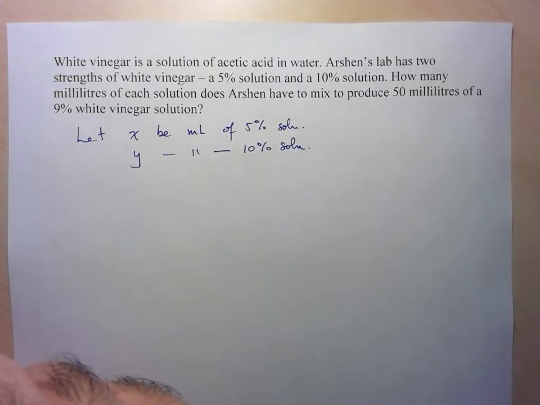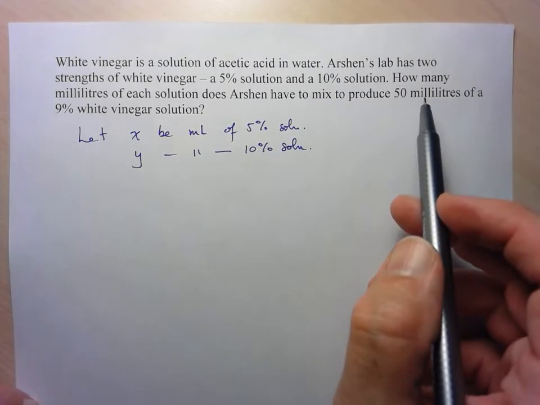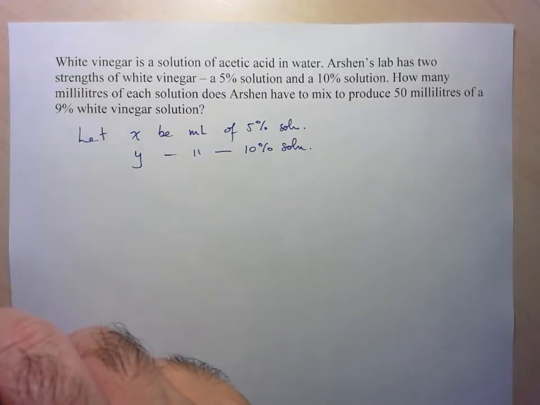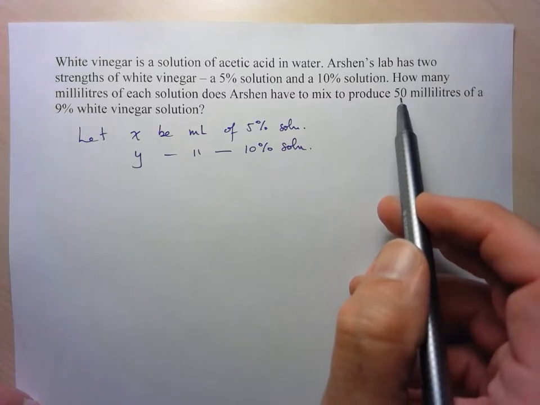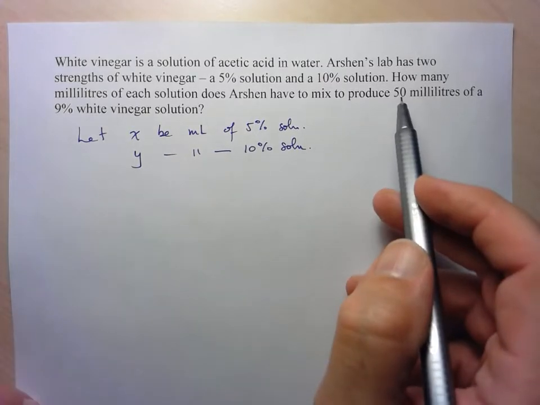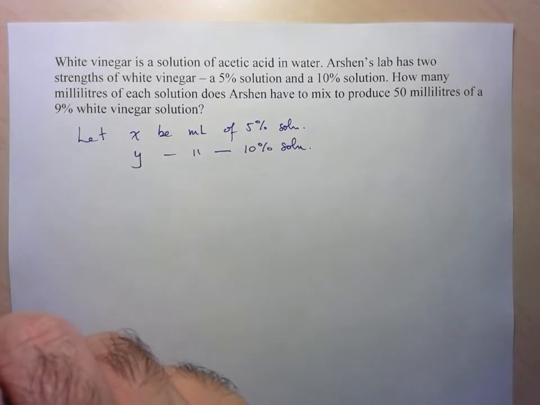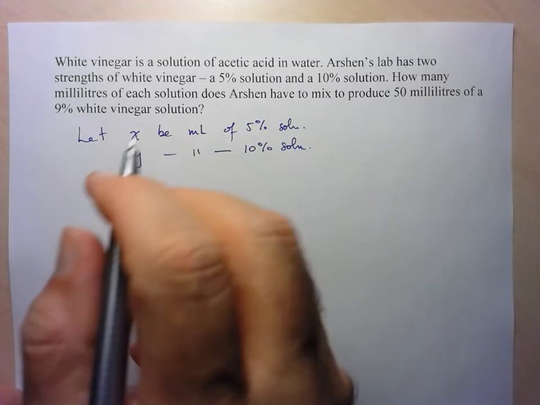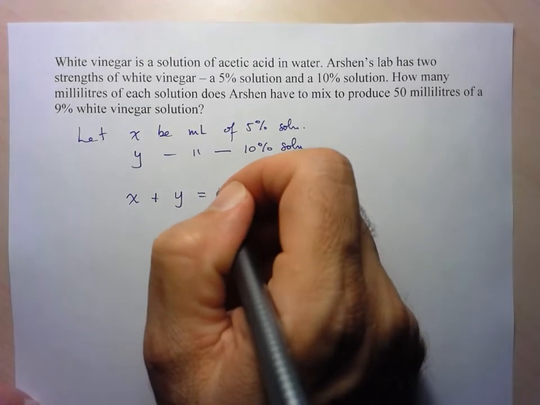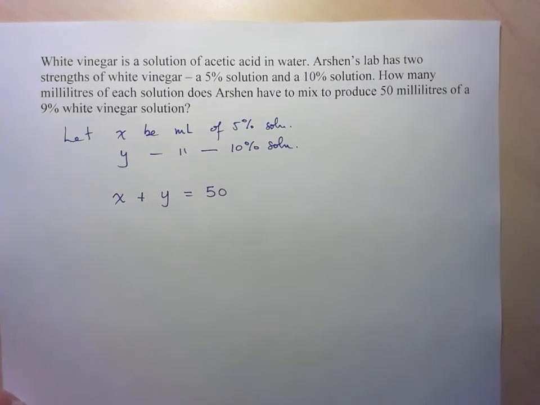Let's look at the information they tell us about what we're trying to produce. They tell us that we're trying to produce 50 milliliters of this solution, and it has to have a strength of 9%. So that's two pieces of information. The first piece tells us how much we have to produce, so this is going to be the total. How do I get the total? I take the amount of the first solution and add it to the amount used from the second solution. So there's my first equation: the amount of the 5% solution plus the amount of the 10% solution should give me the total amount that I'm going to be producing, 50 milliliters. X plus Y equals 50.